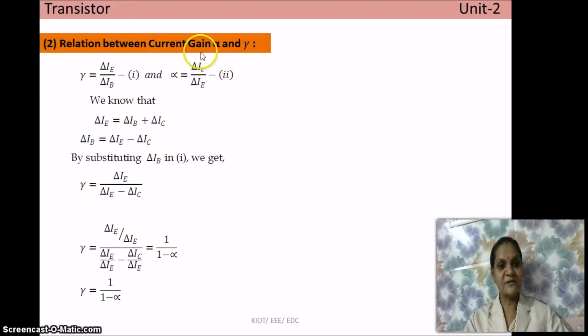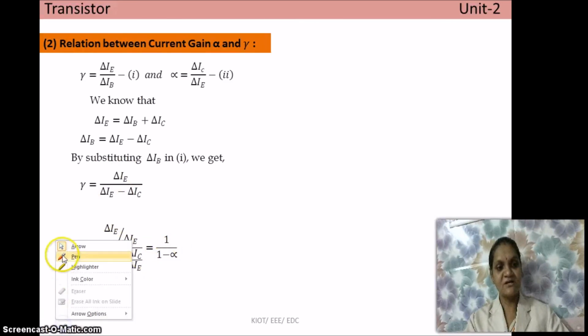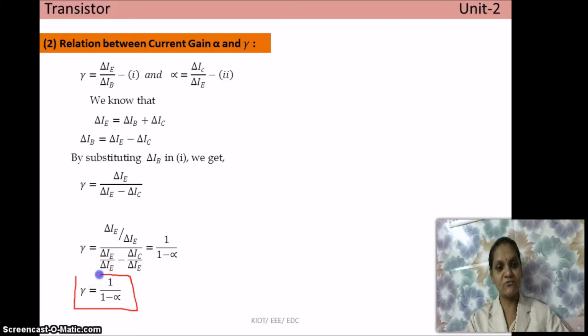This is current gain, and similar to the relation we have derived for alpha and beta, we can also derive for alpha and gamma. Alpha is current gain in common base configuration. Gamma is current gain in common collector configuration. Same thing you have used here also. Again I am starting from gamma, del IE by del IB. Instead of del IB I am substituting this expression. See, I am dividing the numerator and denominator by del IE. So this expression becomes 1 by 1 minus alpha. So I can say gamma is equal to 1 divided by 1 minus alpha. This is the relation between alpha and gamma. This relation and its derivation is important for 2 marks.